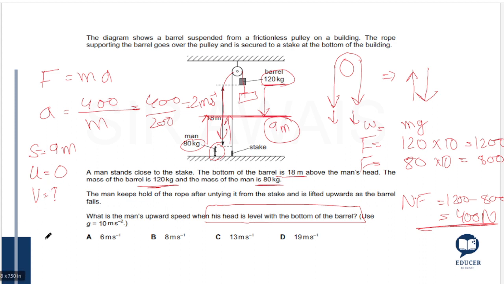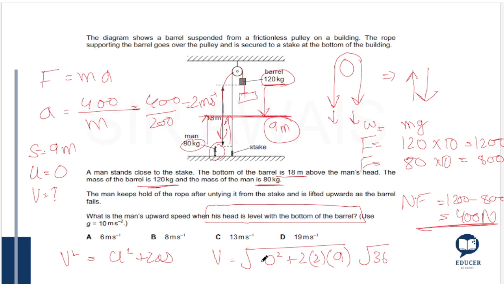So given these variables, we can easily use the third equation, and that is v squared is equal to u squared plus 2as. Now if I plug in the values, I will have v is equal to the square root of 0 squared plus 2, and acceleration again is 2, and the distance is going to be 9. So 2 times 2 is 4 and 4 times 9 is 36. So the square root of 36 is my velocity, and we know that the square root of 36 is nothing but 6. So in this MCQ the right answer is option A.